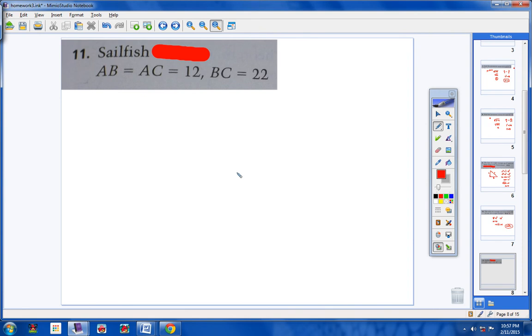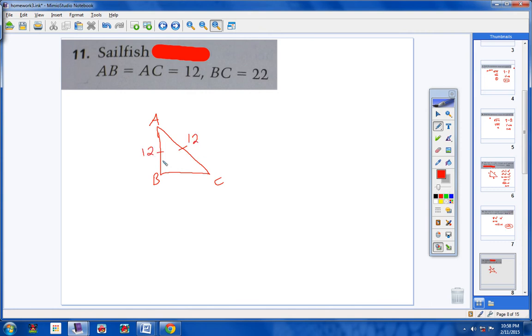Number 11. The directions say decide whether angle A is acute, obtuse, or right. Okay? Angle A. Well, let's go ahead and get a picture of this triangle here. Always helps to do that. Since we're dealing with a certain angle, we gotta be really careful here. A, B, C. AB equals AC. So I'm going to say this side is congruent to this side. So AC is 12. AB is 12.